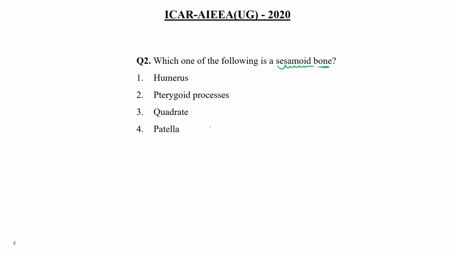Okay. So sesamoid bone is a type of bone which develops within tendons. Okay. So our kneecap, that is known as patella, is a type of sesamoid bone. Okay, not the others. Out of these 4 options, choice number 4 would be the correct answer. Okay. So choice number 4 would be the correct answer of this question.